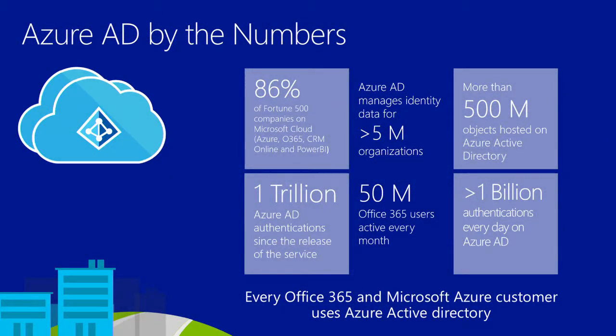So you look at Azure AD by the numbers. At the moment, 86% of Fortune 500 companies are using it. It manages identity for over 5 million organizations. It's done over 1 trillion authentications in the 3 years that it's been out there. And if you look on the bottom right, it says 1 billion authentications every day. The latest figures are it's doing more than 10 billion authentications every single week. A lot of that, of course, is driven by Office 365, because Office 365 sits on top of Azure Active Directory. But there is quite a lot of software as a service and Salesforce and all those kind of things as well.